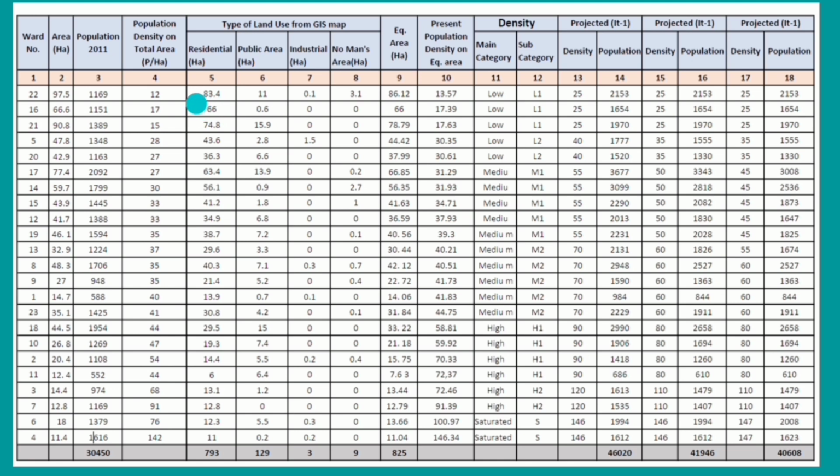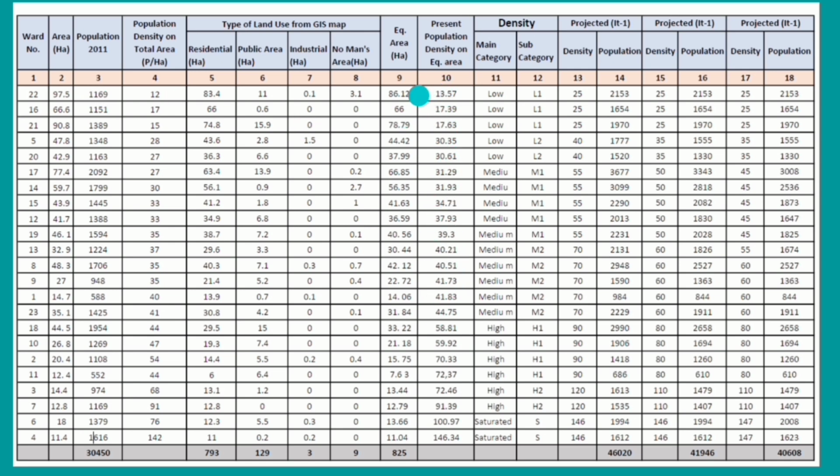Now by a simple calculator, if you calculate 83.4 times 1, 11 times 0.25, 0.1 times 0.1 and 3.1 times 0, it will give you a result of 86.12. So you have values for all the 23 wards. Now based on this equivalent area, we calculate the population density once again. Okay, so now this population divided by this equivalent area. So here you will again get some ratio.